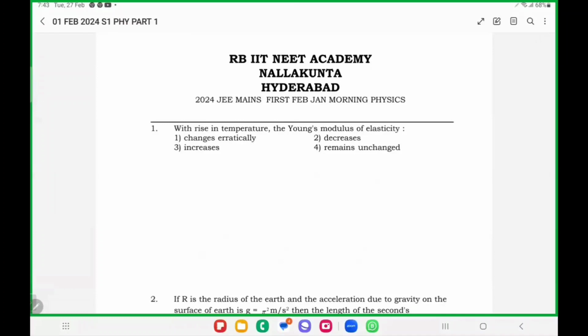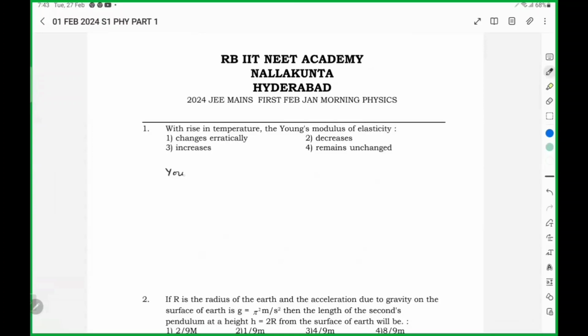With the rise in temperature, how does Young's modulus of elasticity change? How are temperature and Young's modulus related? Young's modulus is the measure of stiffness of a material. Mathematically it is defined as stress by strain, where stress is force per unit area.